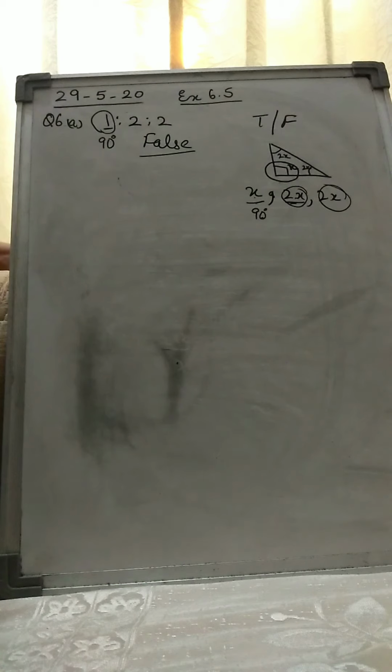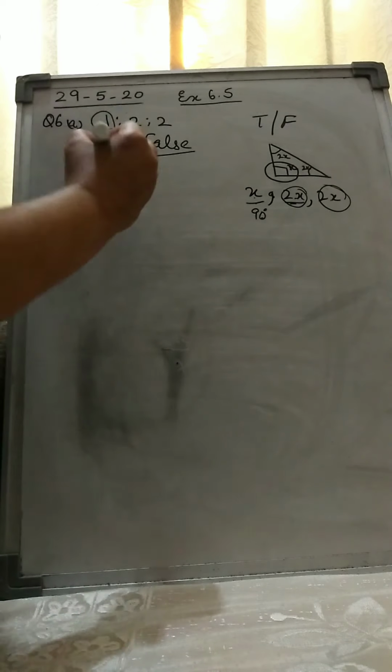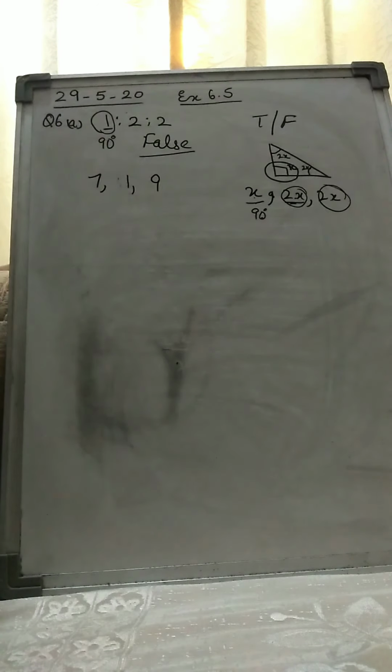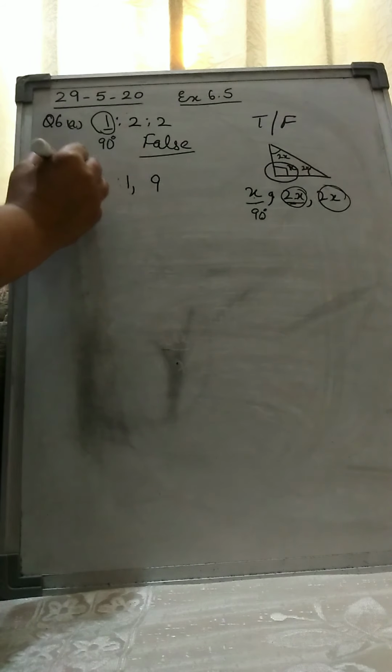Now, then in your question number 6b part, the measurements are given as 7, 1 and 9 centimeter. Whether this triangle is going to be possible or not. It is not written right angle, it is only whether the triangle is possible or not. Side measurements are given.